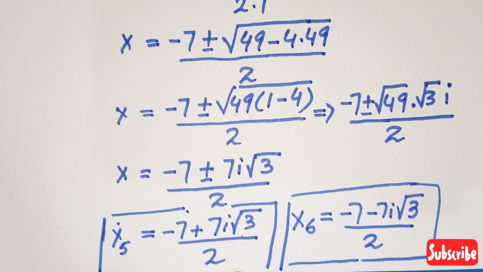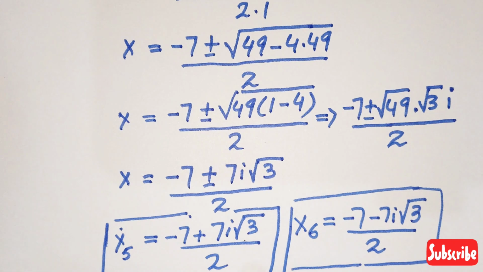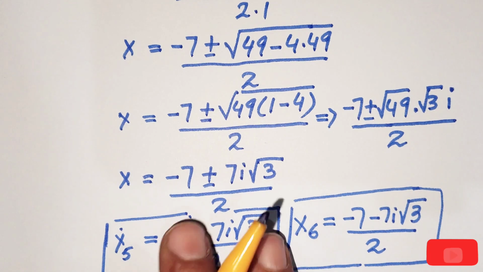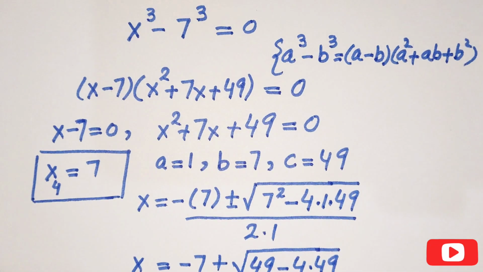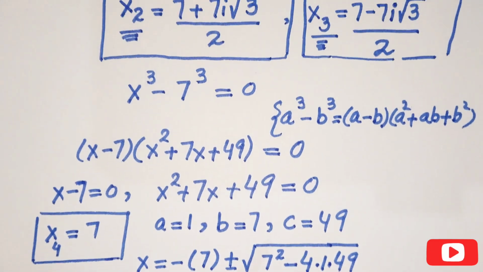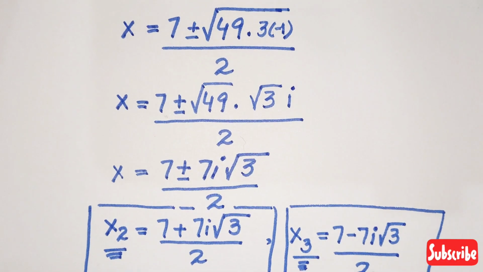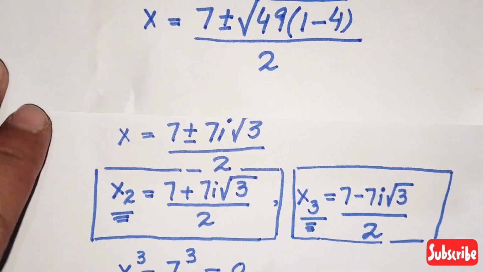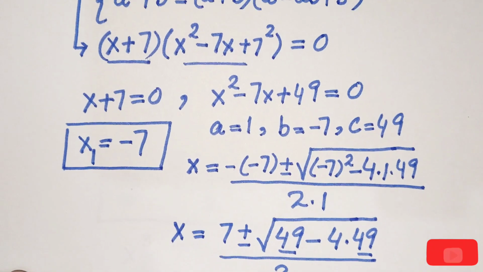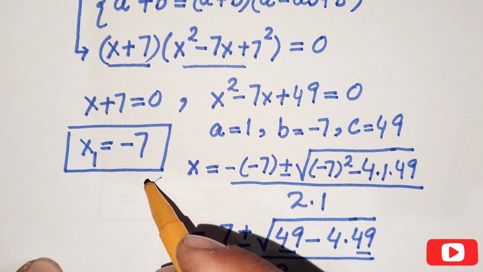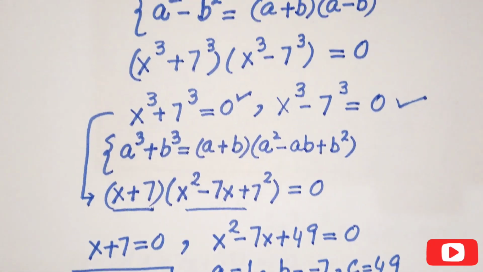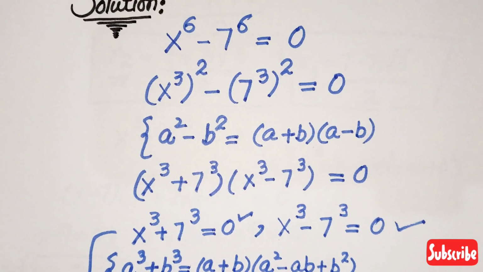Now just checking our problem and the values of x: it is the first, second, and similarly the third value of x, and this one fourth and fifth. We can just check our solution. So it is the sixth value of x, hence we have found six values of x.